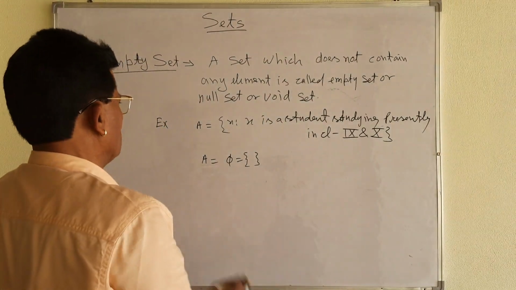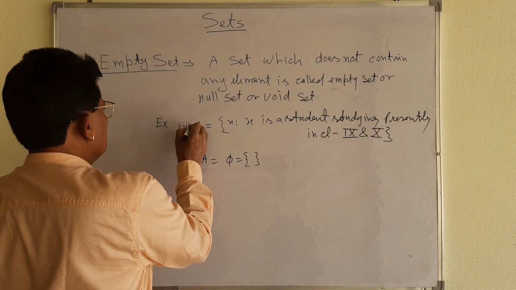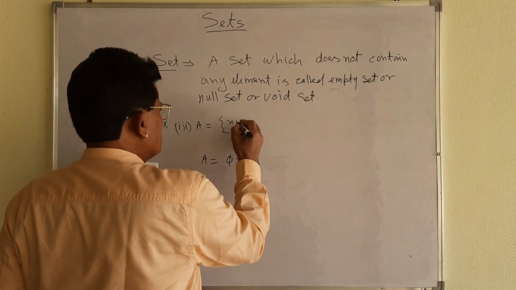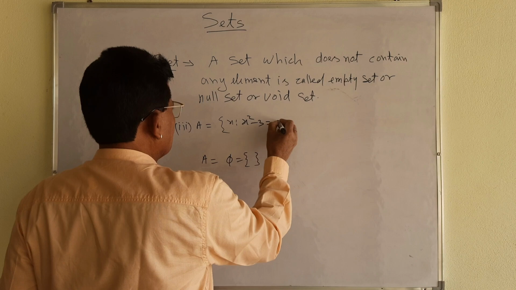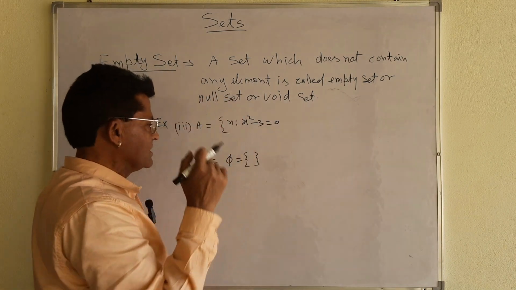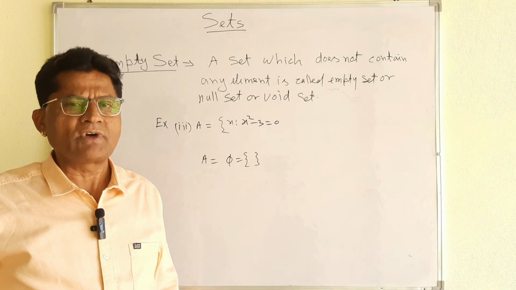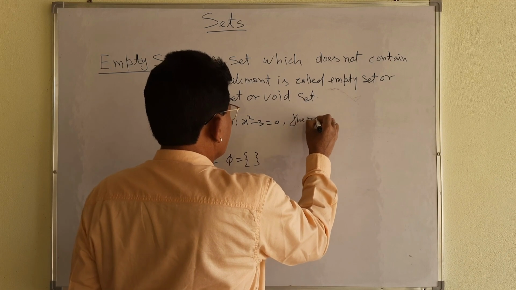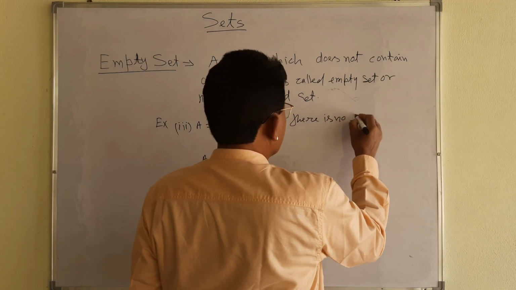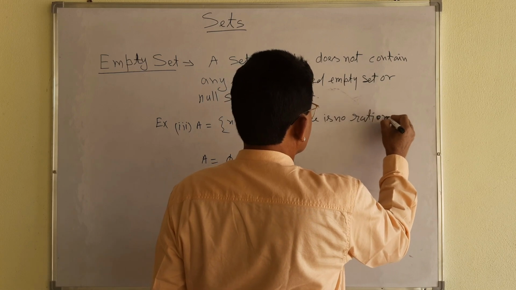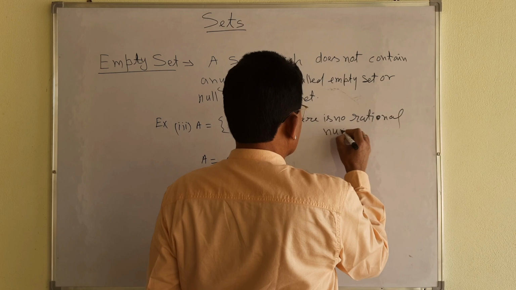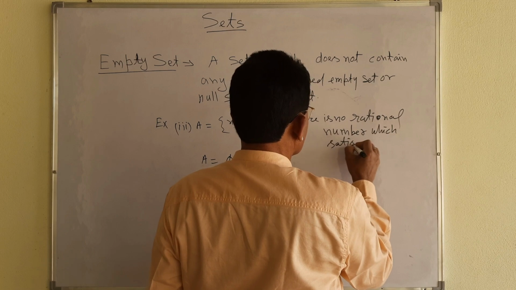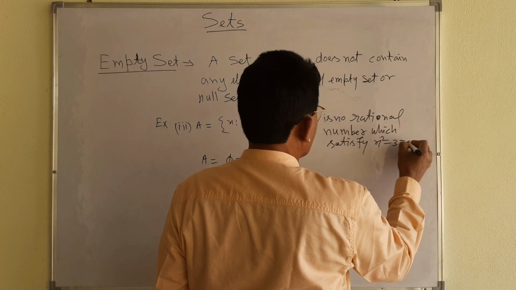Okay, let me take one more example. This was the second example. Let me take now the third example. What may be the third example? x, you must explain x. x squared minus 3. You can take not only x squared minus 3, you can take x squared minus 2, x squared minus 4, anything else. There is no rational number which satisfies x squared minus 3 is equal to 0.